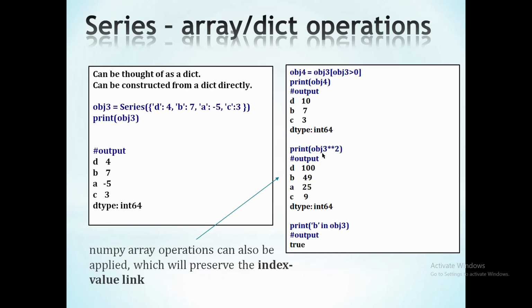Then, if I want to find whether a key is available in the series, I can directly check that using the in operator. B in object 3 will return a boolean value. If B exists it will return true, or else it will return false.